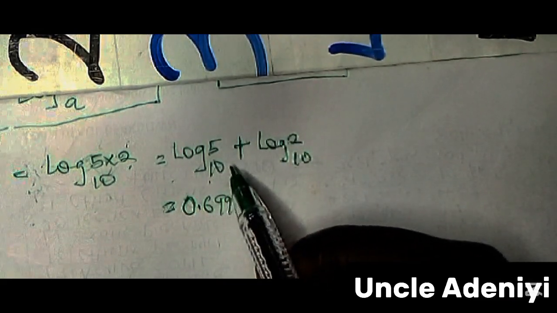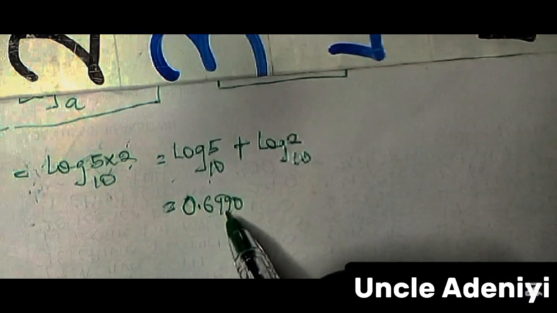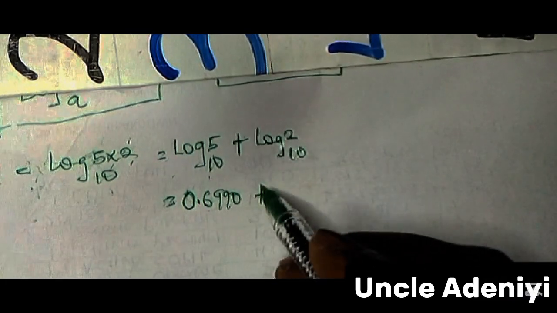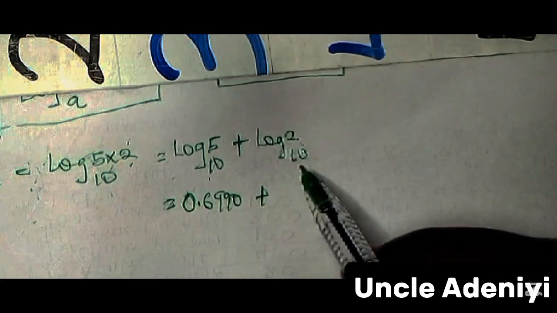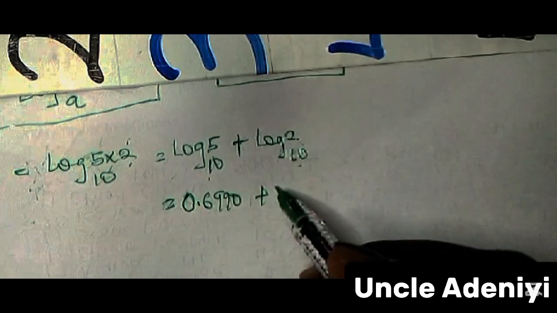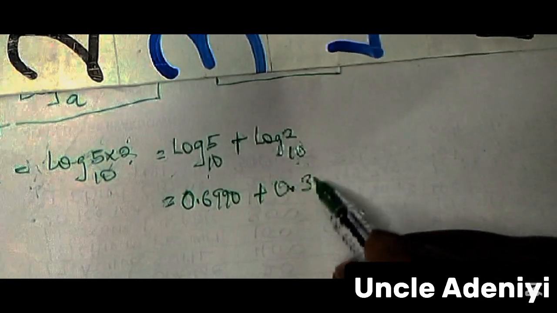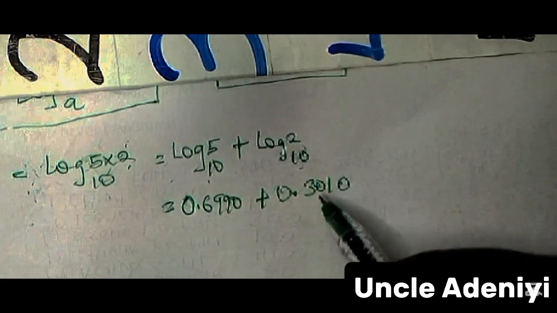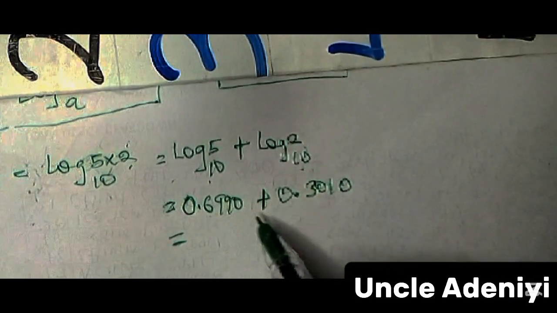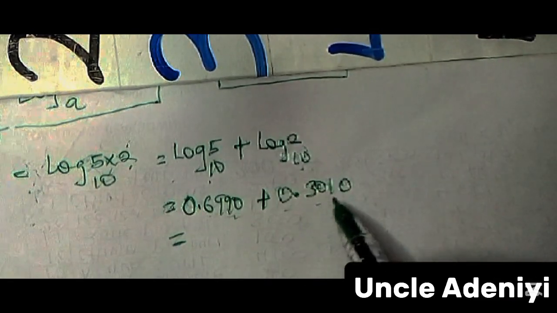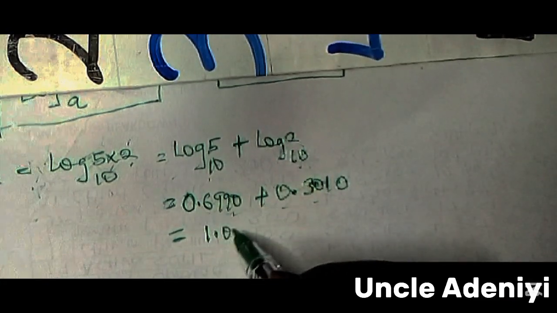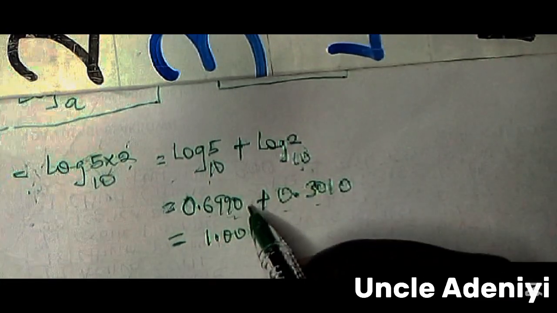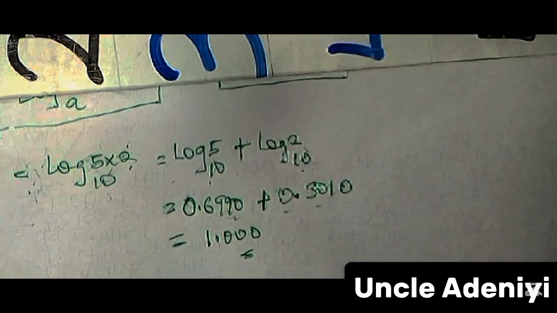So it will give you 0.6990, plus do the same thing for log 2. Go to 2 under 10 in your logarithm table. It will give you 0.3010. So add it together: 0.6990 plus 0.3010 will give you what? 1.000, right? So that's the answer to that one. Let me give you one more example.